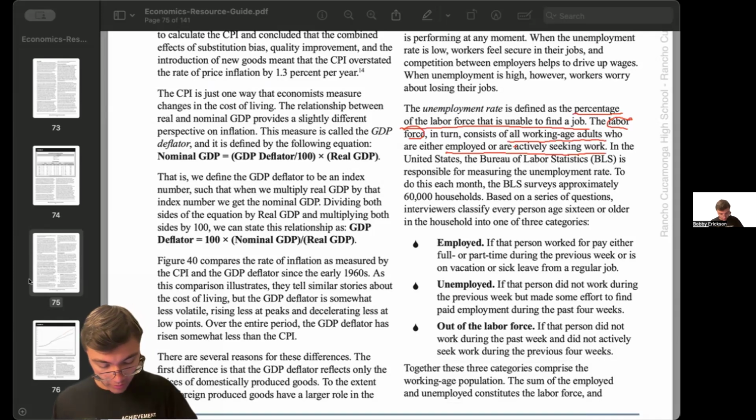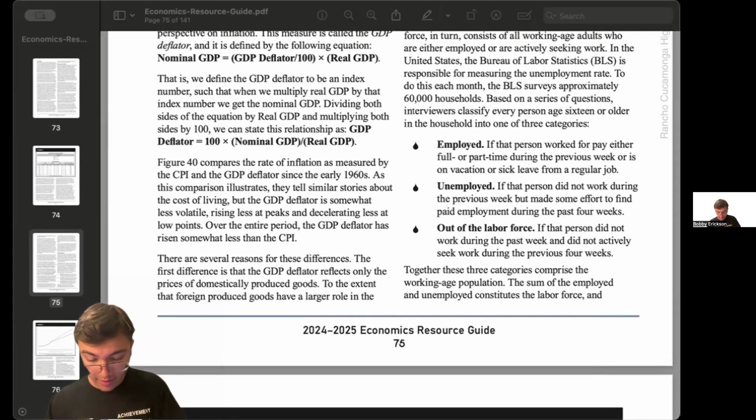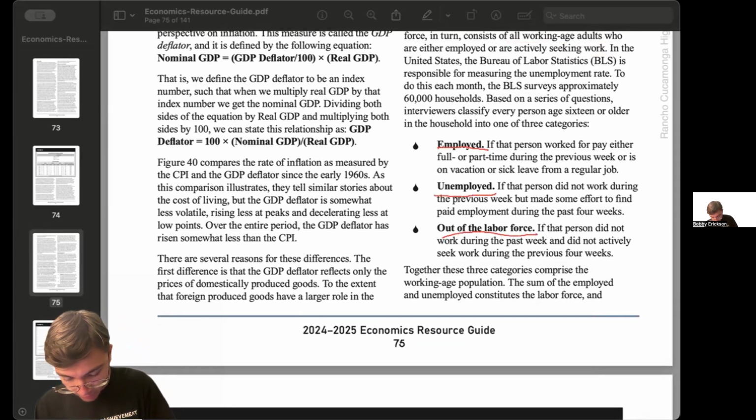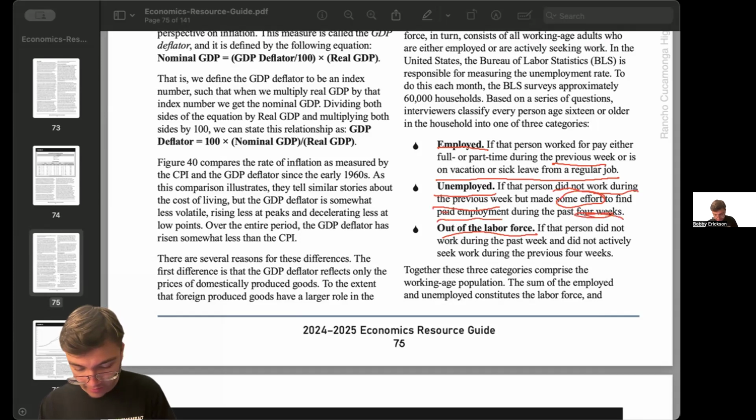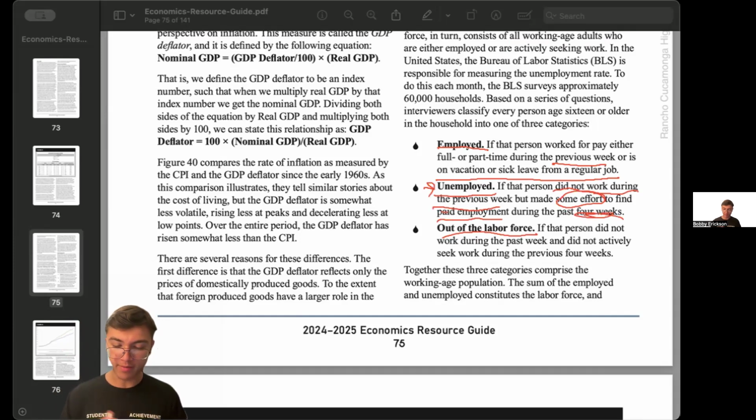This will include people that are employed, unemployed, or out of the workforce. Employed is a person who received pay for full or part-time work during the previous week, or is on vacation or sick leave from a regular job. And unemployed is when a person did not work during the previous week, but made some effort to find paid employment in the last 4 weeks. So 4 weeks is the unemployment status window here. If they've been making an effort within the past 4 weeks, but haven't had work in the past week, then they're unemployed.